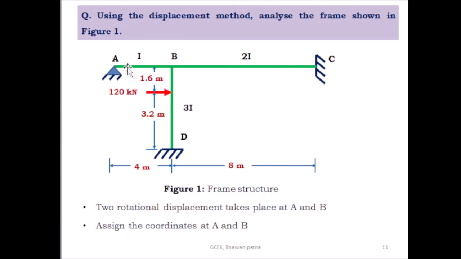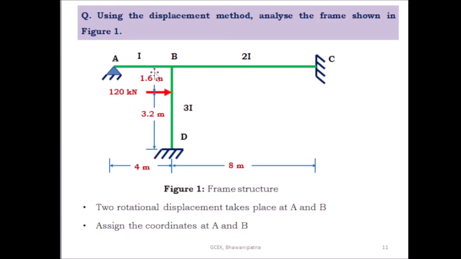MAB is equal to MFAB plus 4EI theta A by 4 plus 2EI theta B by 4. Similarly, MBA is equal to MFBA plus 4EI theta B by 4 plus 2EI theta A by 4. Similarly, find MBC. MBC is equal to MFBC plus 4EI theta B by 8 plus 2EI theta C by 8. Similarly, find MCB. MCB is equal to MFCB plus 4EI theta C by 8 plus 2EI theta B by 8.